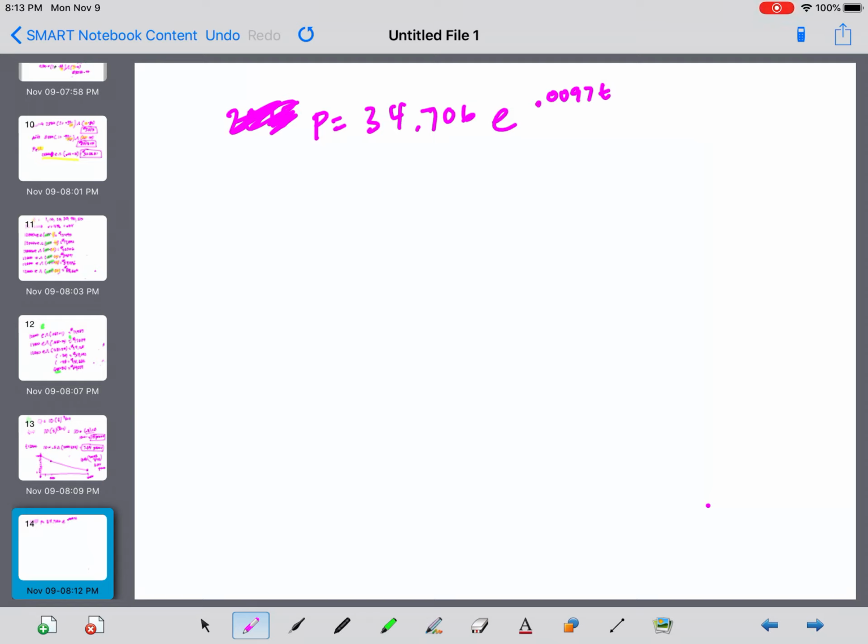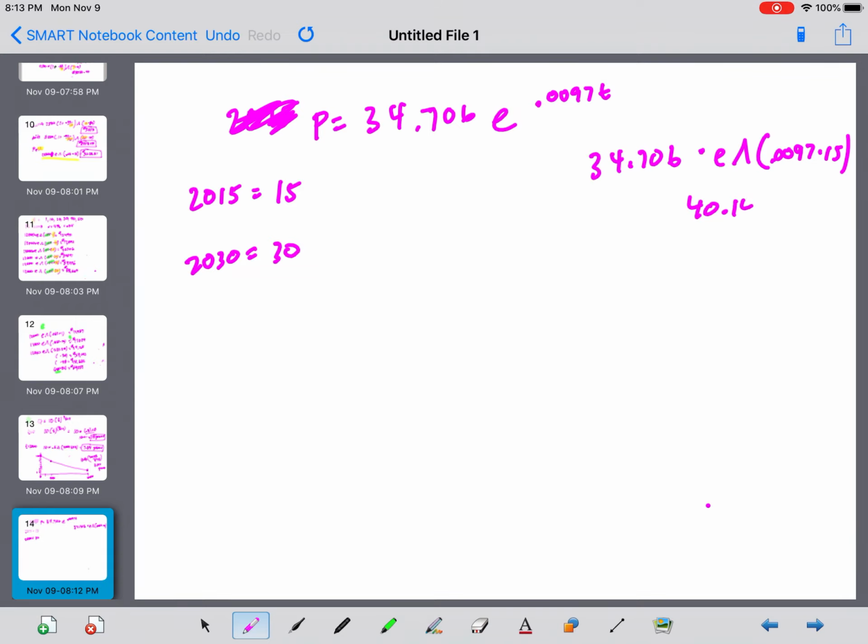They want you to make a graph of 2015 to 2030. So they're saying 2015 we're going to use 15. So 2030 we're going to use 30 when we plug it in. So to see the population in 2015, we're going to have to take 34.706 times E raised to the 0.0097 times 15. I use Desmos. You can use your calculator to do this too. But the population in 2015 is 40.14 million.